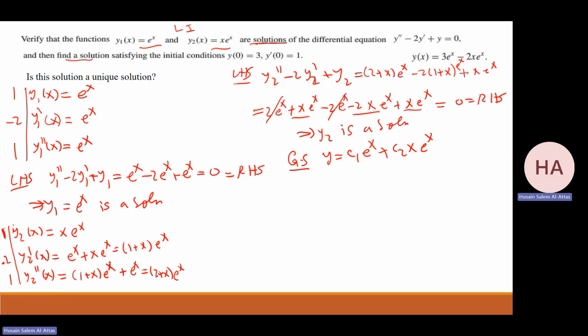Now, to find the solution satisfying the initial condition, it means we need to find those c's. How to find those c's? I will apply the conditions. I have y at 0 equals 3, and y prime at 0 equals 1. So I need y prime. What will be y prime? It will be c1 e to the power x plus c2 times the derivative. Let me do y prime here. Put the conditions here, y at 0, to save space.